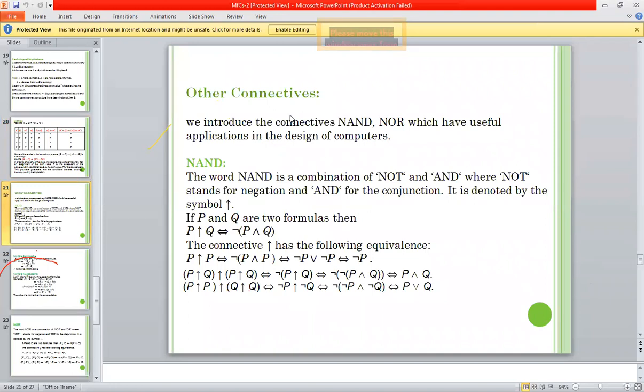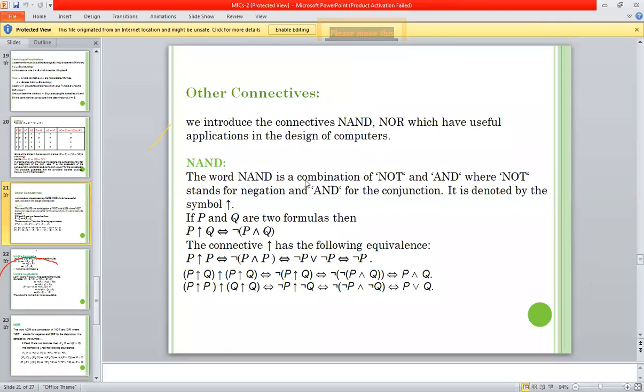So, another connectives. Already we have discussed five connectives. What are they? Negation, conjunction, disjunction, implication, and biimplication. Now, as other connectives, we introduce the connectives NAND and NOR, which have useful applications in the design of computers. The first one is NAND.